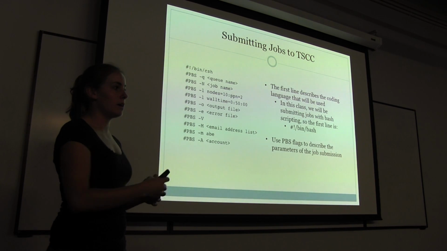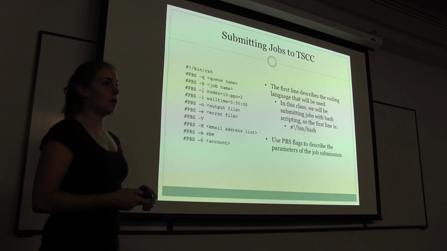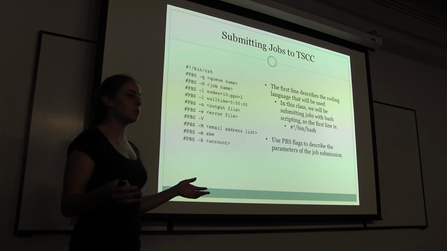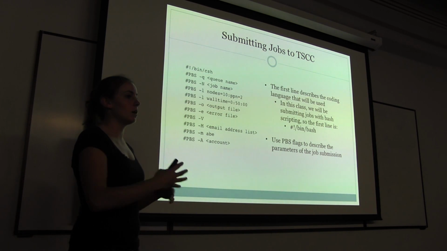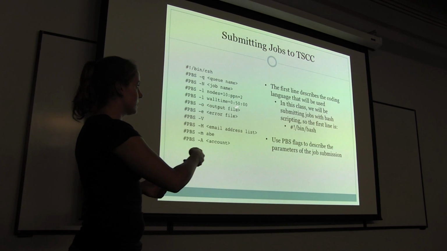So each node has a maximum of 16 processors per node. When we are doing these reservations, it's best if you don't split your processors across multiple nodes, but you can reserve within one node up to 16 processors. And so that's what we're going to be specifying here.